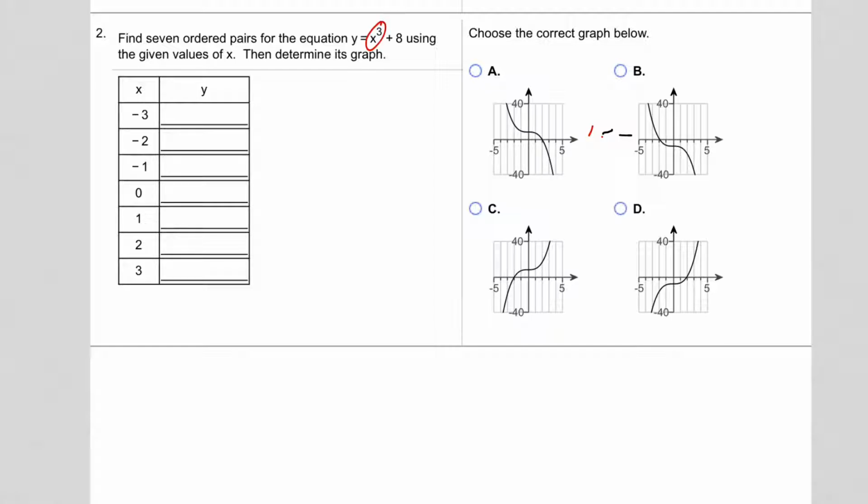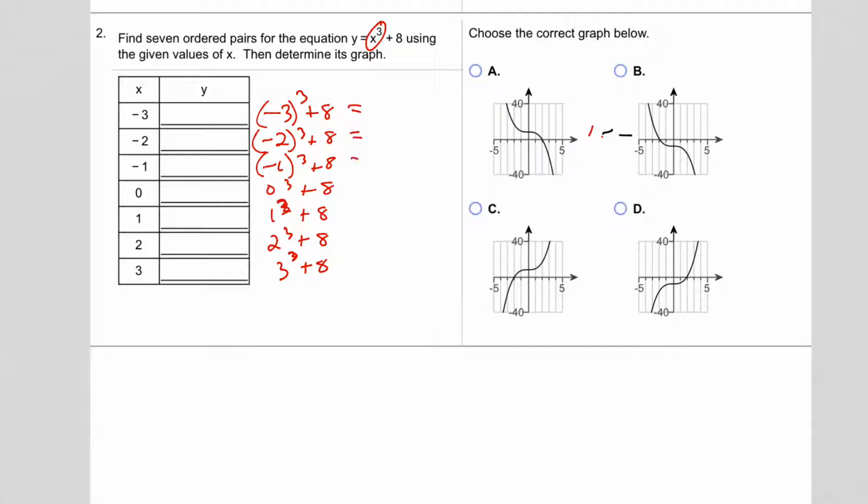And so this is saying cube the x and then add 8 to it. So -3 cubed plus 8. You can just use your calculator. The easiest one to start with would be this one. 0 plus 8 is 8. -1 to the third power. Let's just do the positives first. 1 to the third power is 1, plus 8 is 9.